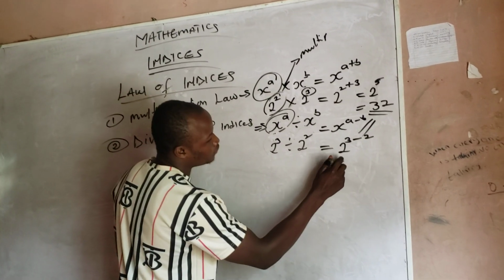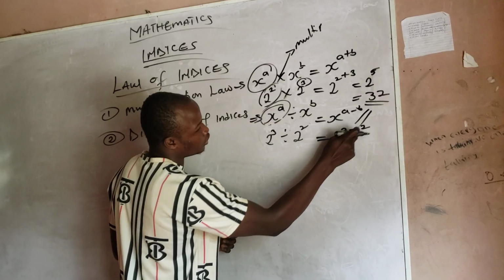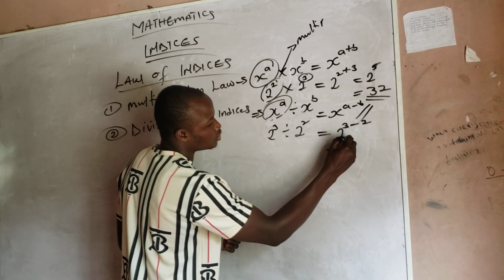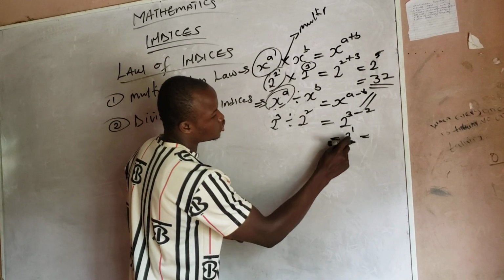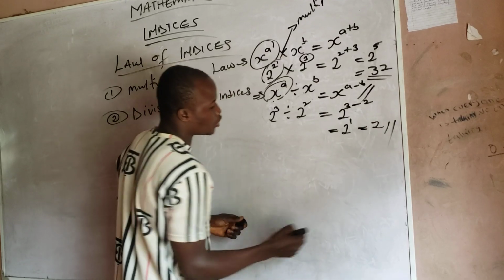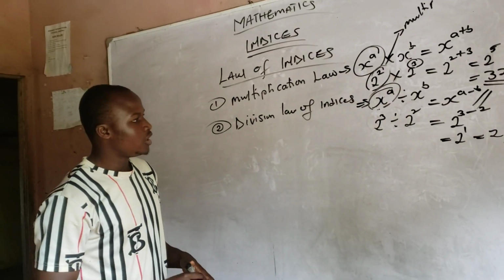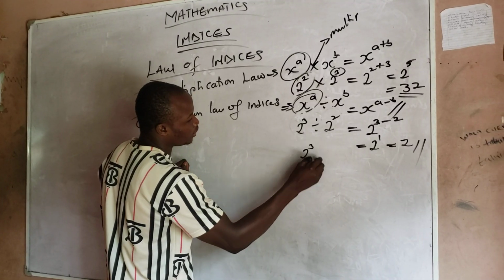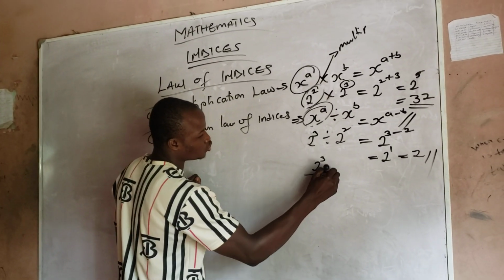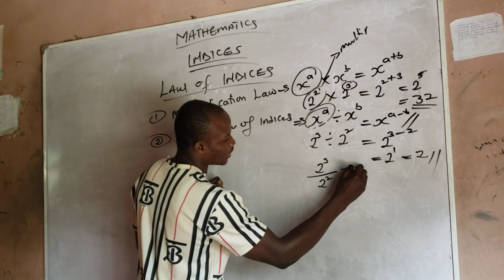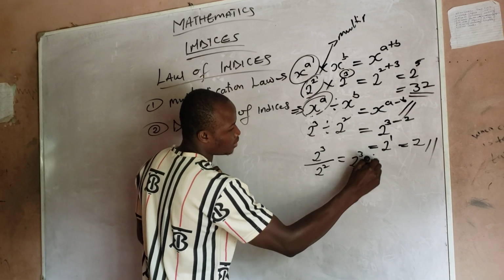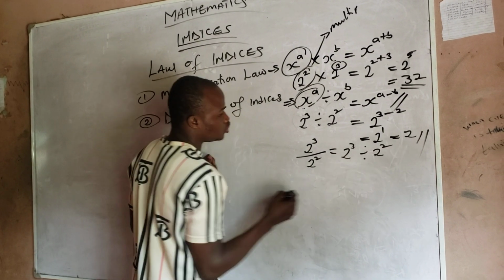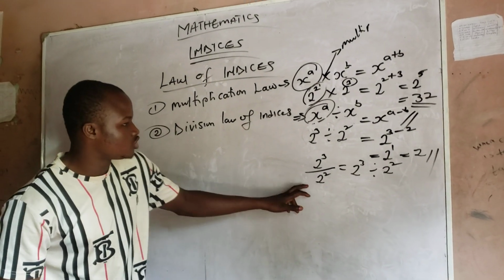Now we have 2 raised to the power of 3 minus 2. 3 minus 2 is what? 1, right? 2 raised to the power 1 is 2. That becomes our answer. And the same thing, if you have something like 2 raised to the power 3 over 2 raised to the power 2, you can also rewrite it like 2 raised to the power 3 divided by 2 raised to the power 2. So don't be confused in case you see something like this.